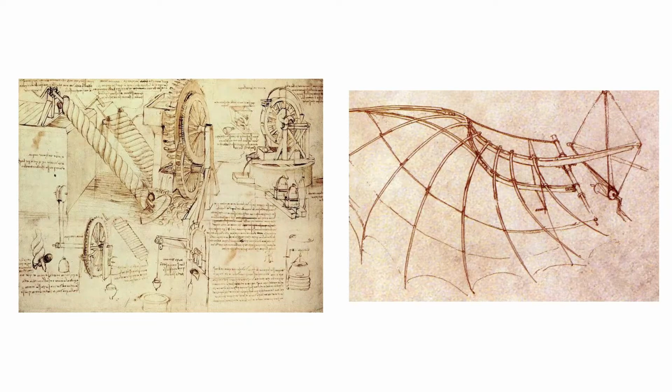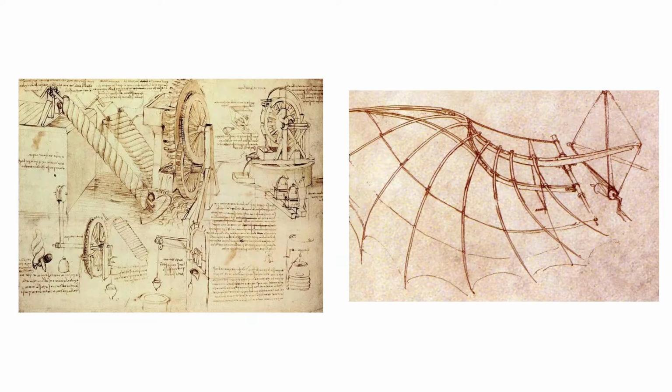So not only was he interested in human anatomy, Da Vinci was also fascinated with other areas of science such as engineering. So here is an example of how Da Vinci drew his inventions and other engineered objects that he wanted to investigate.